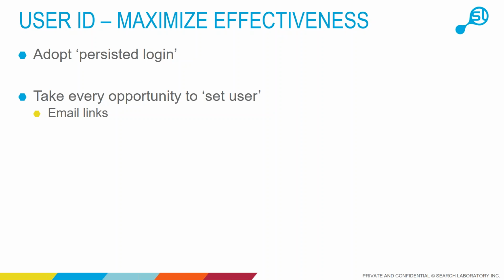User ID, so just a couple of points on how to maximize the effectiveness of the user ID feature. The main thing is to try and adopt a persisted login, so you can only join sessions together when they're logged in. So if you can, even if they don't particularly log in, if you know who they are because you've set cookies, try and output that user ID at every opportunity.